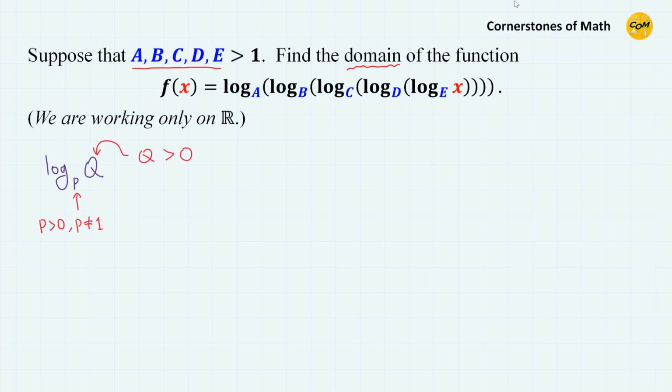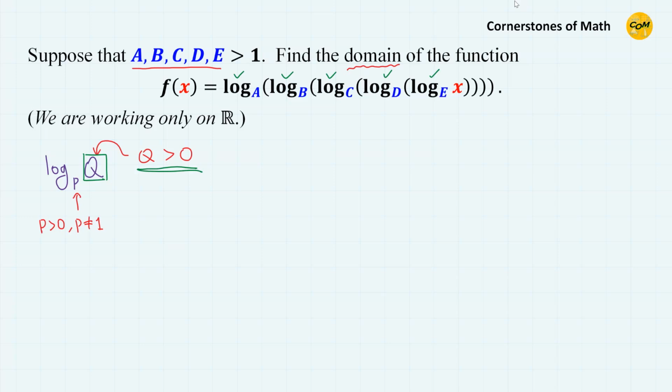The key here is that when we are dealing with only real numbers, the argument part of the logarithm must always be positive. Using this, we can set up some inequalities. We have 5 logarithms in our function f of x, and every argument of these logarithms must be positive.